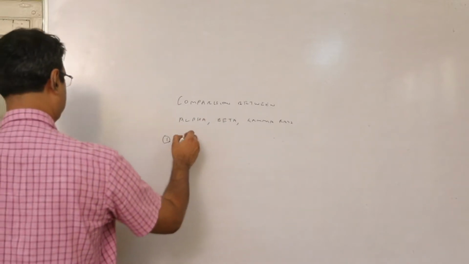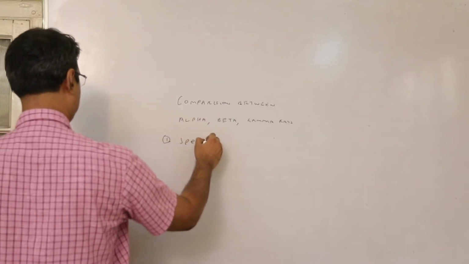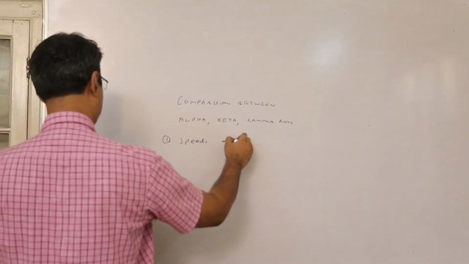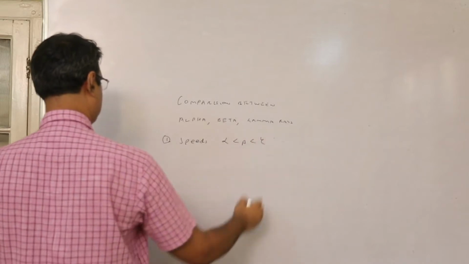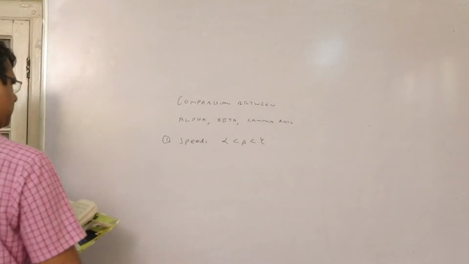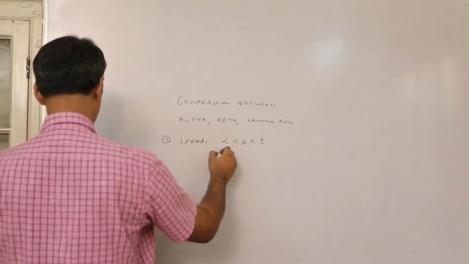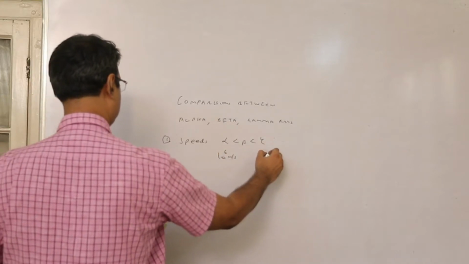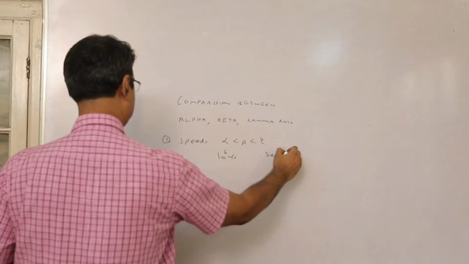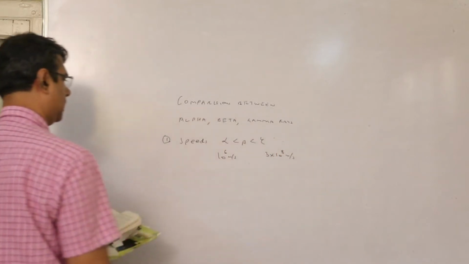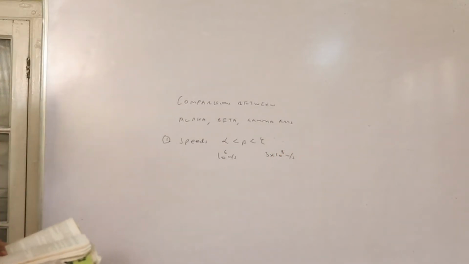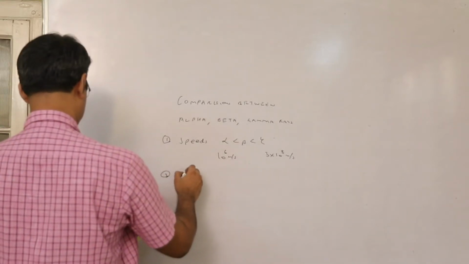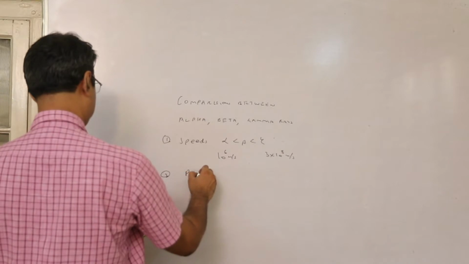First of all, the speed. In terms of speed, alpha is the slowest and gamma is the fastest. Usually the speed of alpha is in the range of 10 to the power 6 meter per second, and the speed of gamma is in the range of 3 into 10 to the power 8 meter per second, and beta is in between.